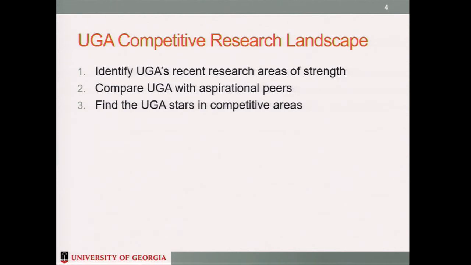So here's the way I would imagine going about this, and I'm going to walk you through the use of dimensions to answer these questions. First, we need to identify what are the strong research areas at UGA from some sort of objective viewpoint. Then we're going to ask, in those areas, how do we compare with what we call our aspirational peers? I'll say a little bit more about that in a minute.